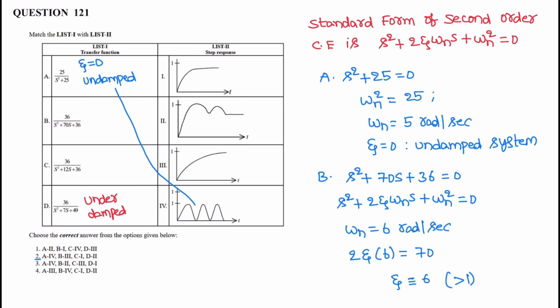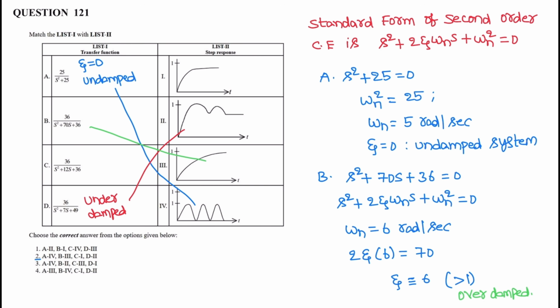Underdamped system. Its step response matches the second option. For B, zeta is greater than 1. It is an overdamped system. For an overdamped system, the step response is 3.